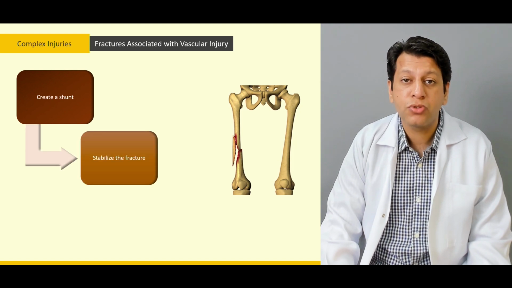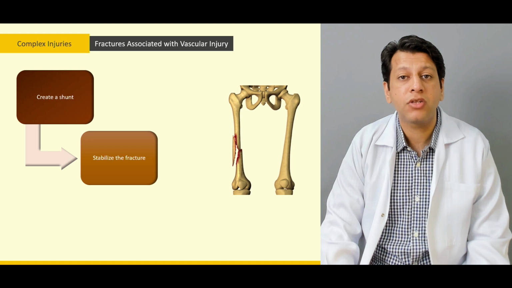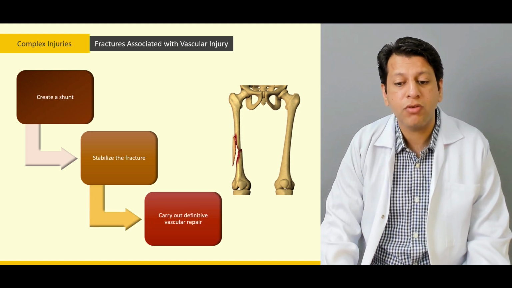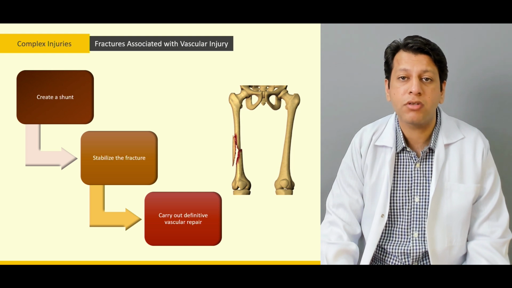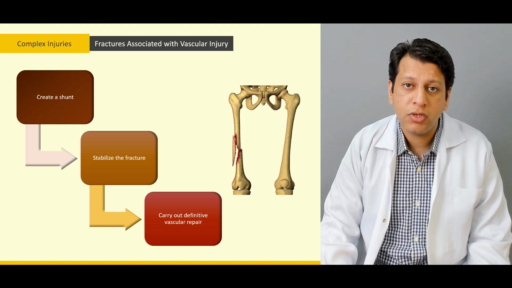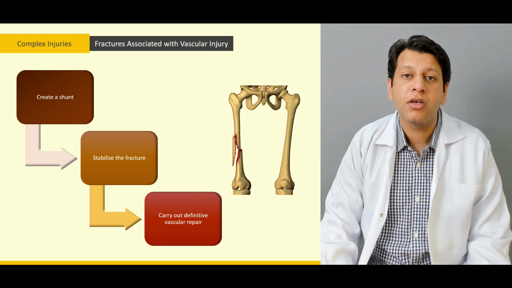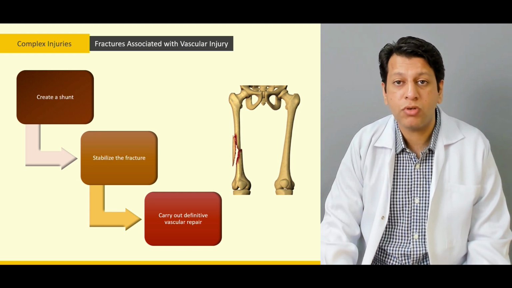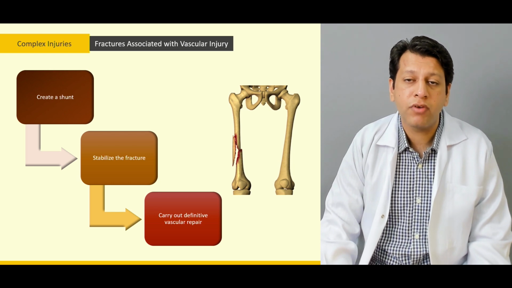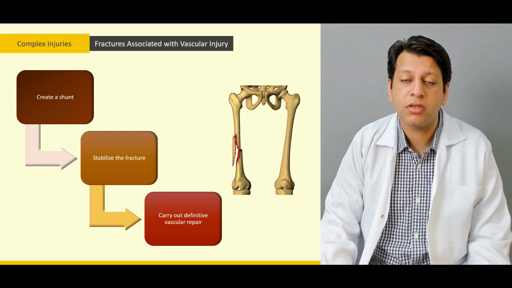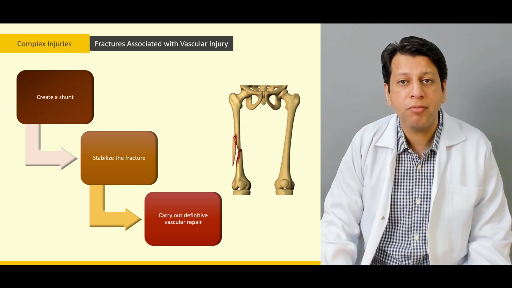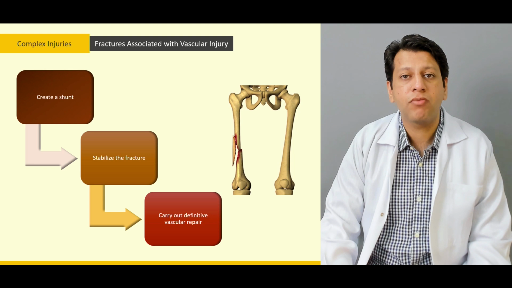The first and foremost step is to create a shunt and stabilize the fracture by external fixator. Once you've done the external fixation, we can carry out the definitive vascular repair. And once the vascular repair is done, then comes the time to worry about the actual soft tissue coverage. Then we can think of the different debridement procedures. The necrotic tissue should be removed, and once the bed is prepared for some form of graft or a flap, then later on we can think of the internal fixation of the femur.